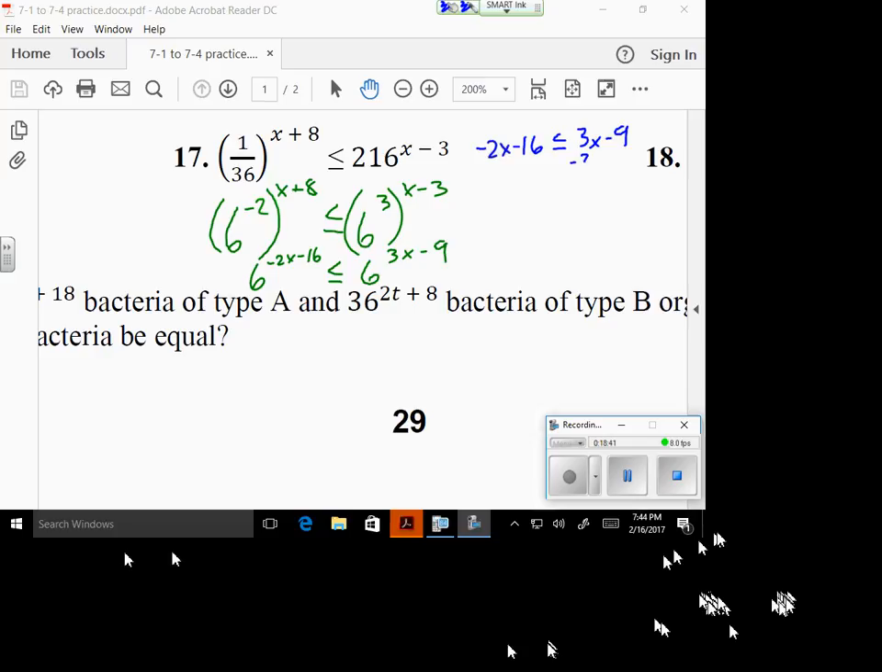Subtract 3x. Negative 5x, add 16, less than or equal to 7. Divide by negative 5. X should be greater than or equal to negative 7/5.